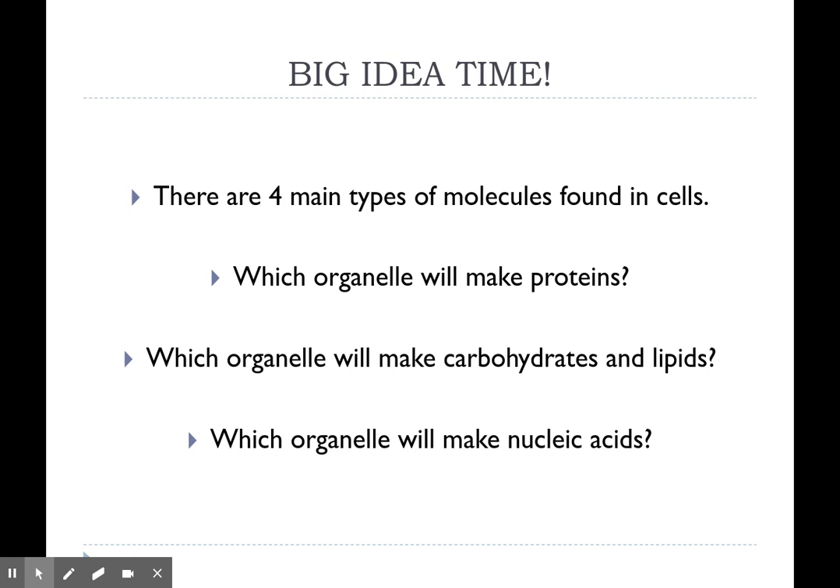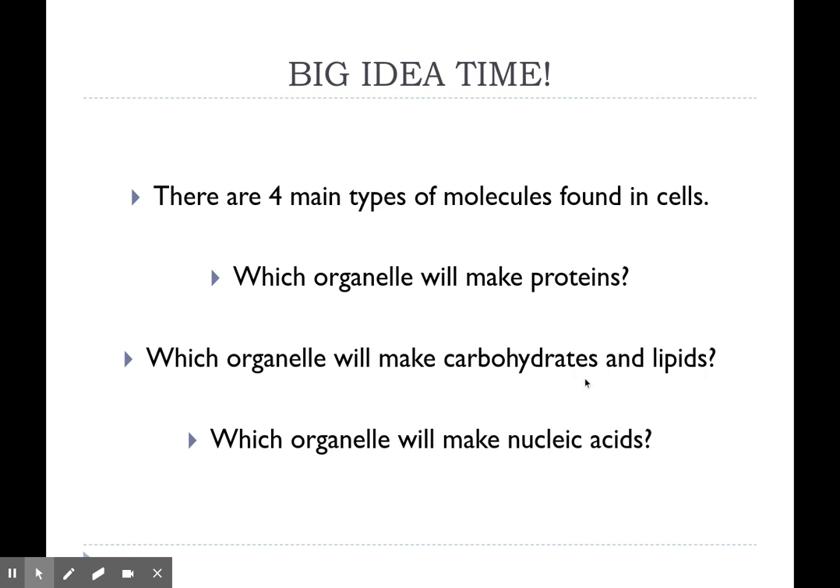All right. So, as far as big ideas to wrap up this lesson, because we're at the end, there are 4 main types of molecules found in cells. Now we can connect to what we previously learned about the organelles and what their jobs are. So there's actually 2 structures or organelles that can make proteins for us, and whether it's proteins for construction or proteins that are enzymes, we have 2 organelles that handle that.